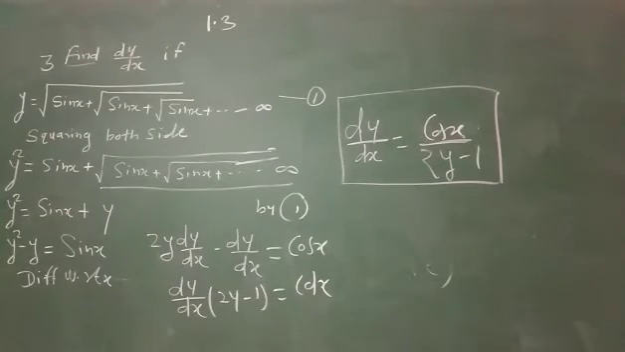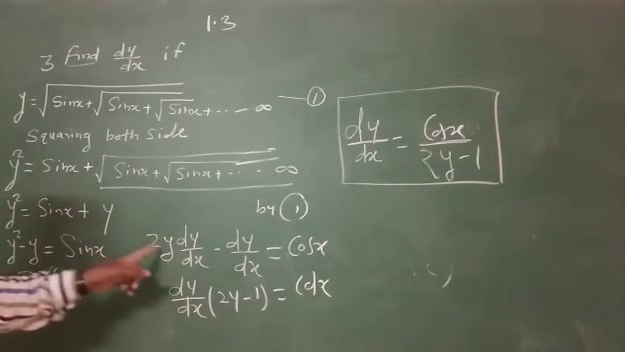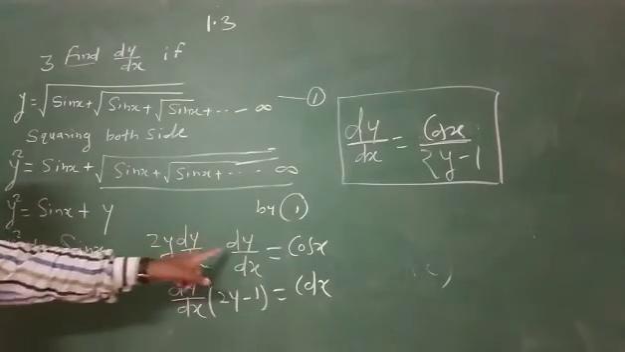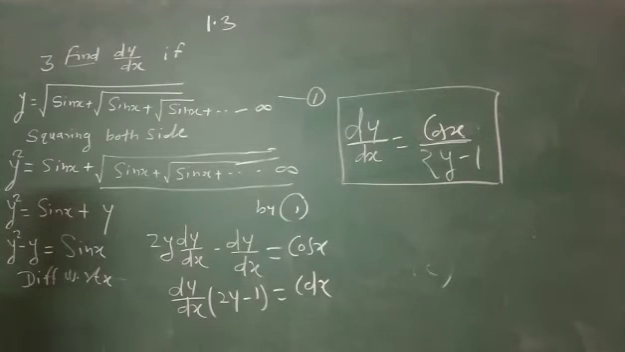See, and write in your notebook, that is derivative of implicit function. Differentiating with respect to x. Y square derivative is 2y dy by dx. Minus y derivative is minus dy by dx. Sin x derivative is cos x. dy by dx bracket 2y minus 1 equal to cos x. dy by dx equal to cos x upon 2y minus 1 is the answer.